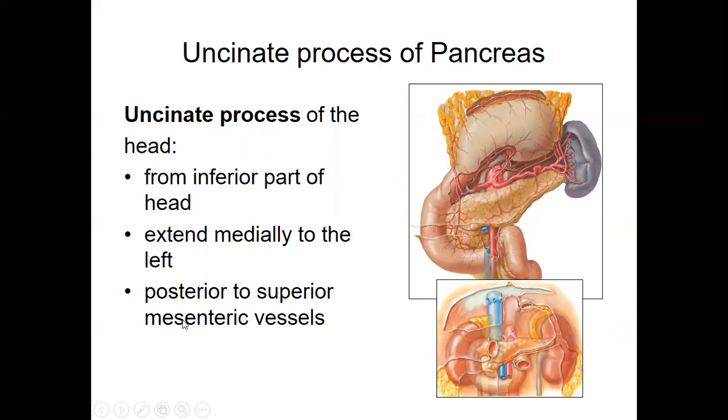The uncinate process is located posterior to the superior mesenteric vessels. The superior mesenteric vessels pass in front of the uncinate process. This is the superior mesenteric vein, and this is the superior mesenteric artery. Whenever you cut this artery and vein, you expose the uncinate process of the head. The uncinate process of the head is actually at the back of these two vessels.